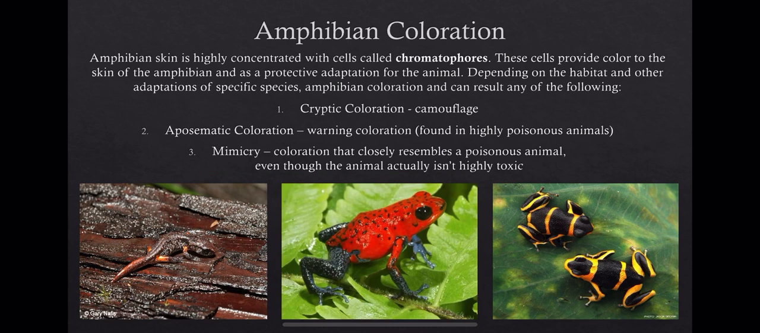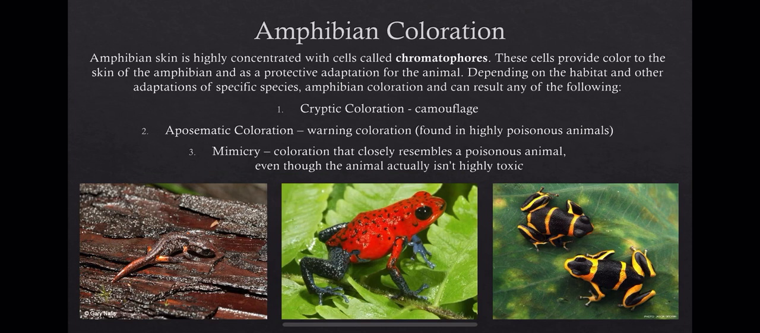So one is called cryptic coloration, which is your camouflage. So if you look at your picture of the salamander in the far left-hand side, that's your cryptic coloration, the ability to blend in with one's environment. The second is aposematic coloration, which is warning coloration, and you can see that in the central picture. Warning coloration is advertisement that, hey, I am poisonous, stay away. Animals respond very well to this because they will learn that if something is brightly colored, it is not going to make a good meal. I should probably not try and attack or eat this animal.